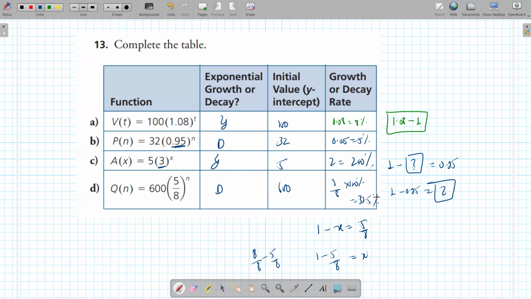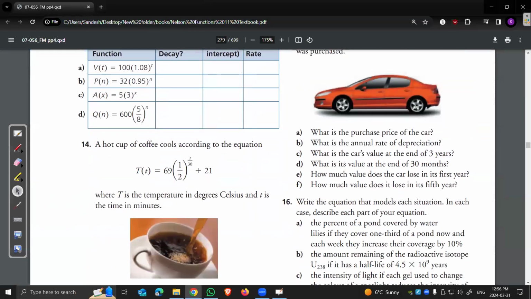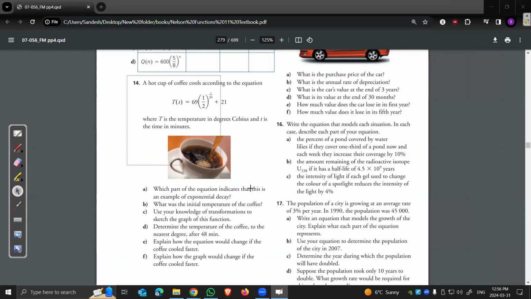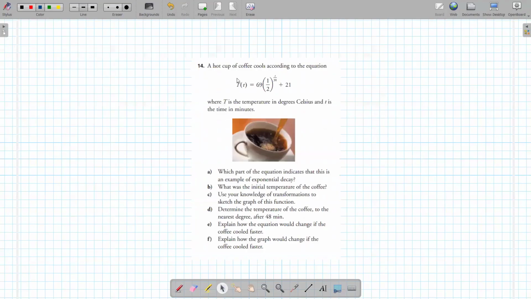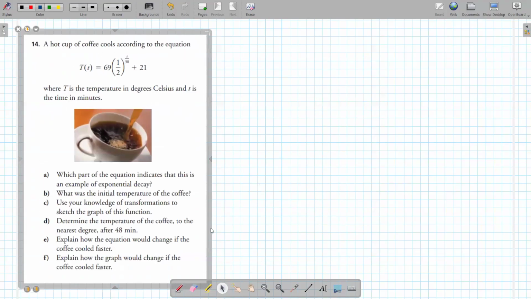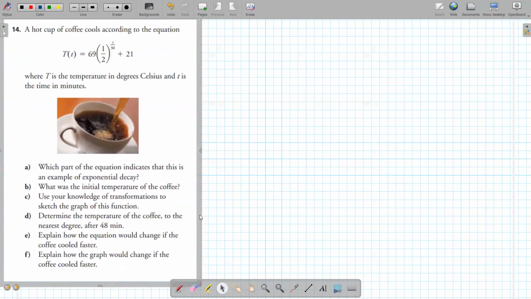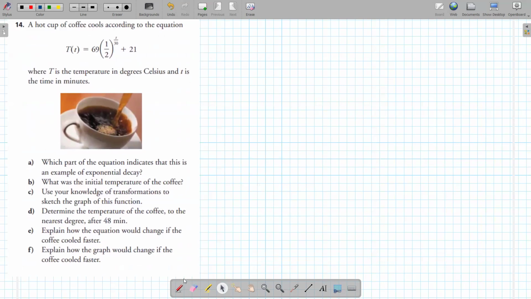So for growth rate and decay rate, just look at whether the b value is greater than 1 or less than 1. And what did you add to 1 to get your growth rate, and what did you subtract from 1 to get your decay rate? Here the b value, the base, is 1/2. Is this a growth or a decay? It's a decay.